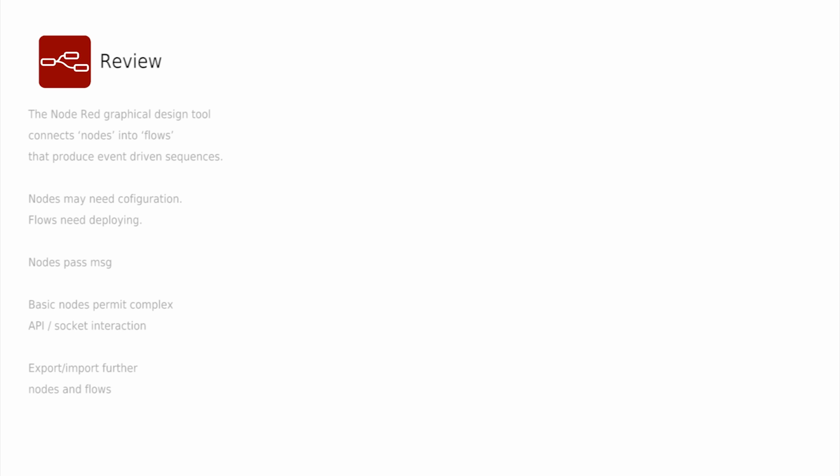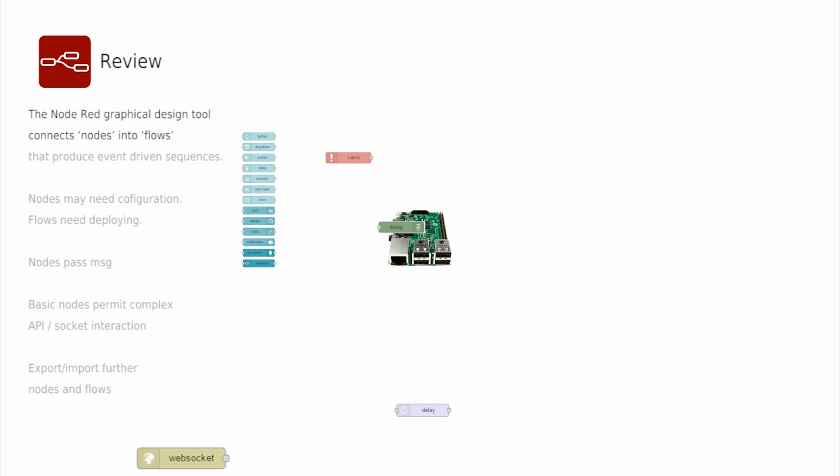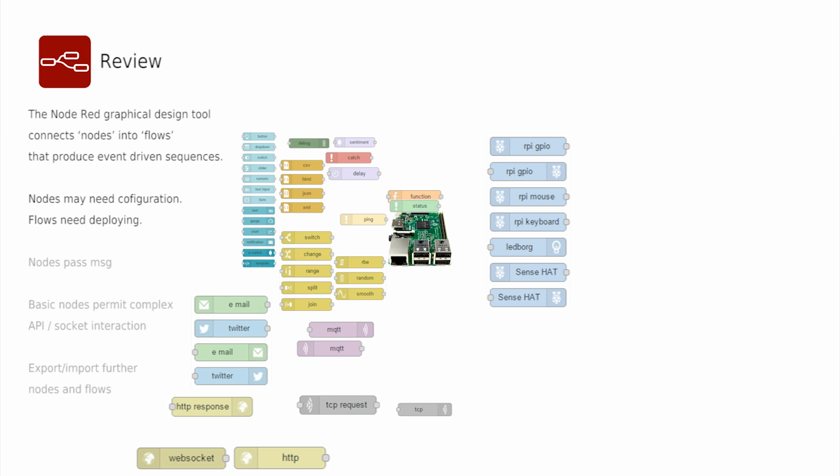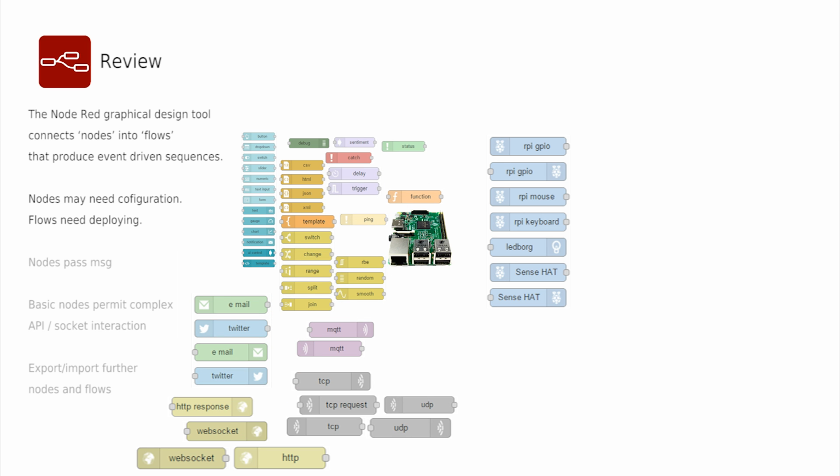To summarize this section, we've been introduced to Node-RED. We've seen how the graphical design connects the nodes into flows. We've seen how the requirements of the nodes are satisfied, and how these are deployed into action using deploy. We've seen a large range of capabilities such as direct control of the Pi using its inputs and outputs.